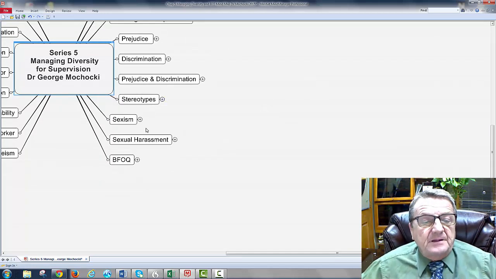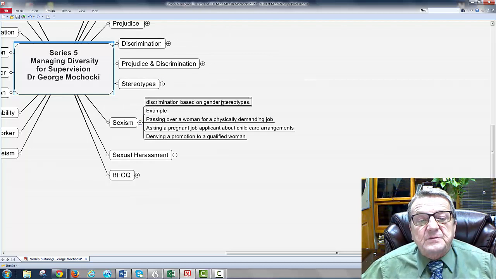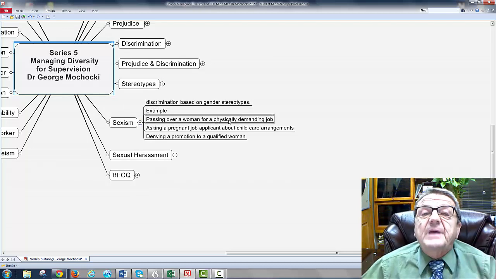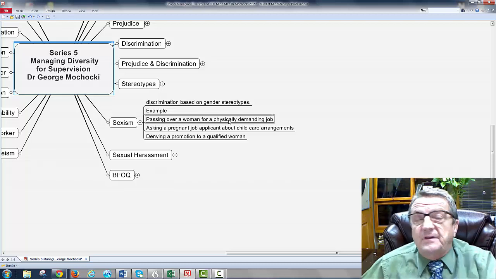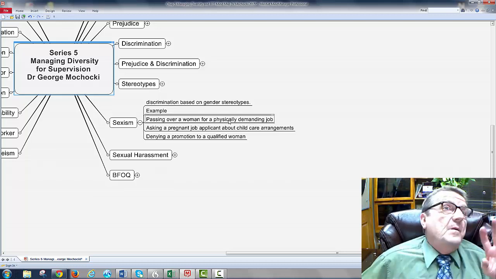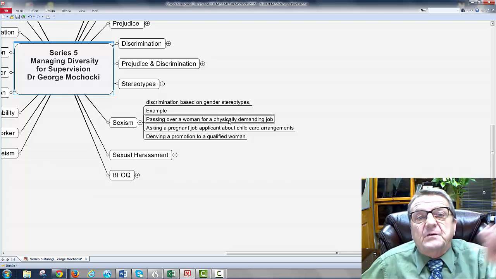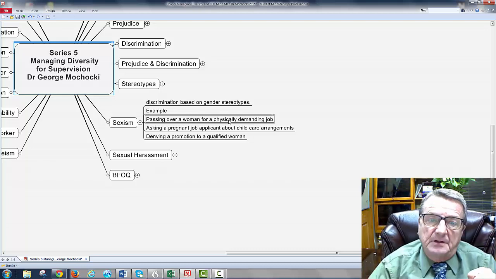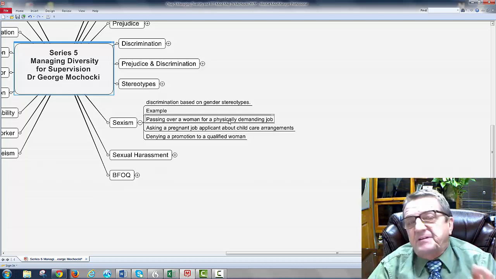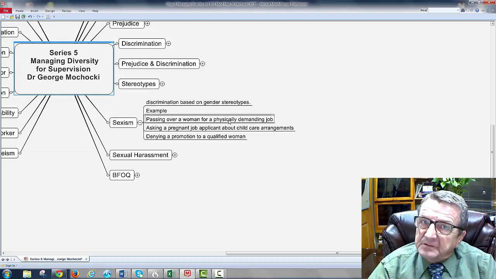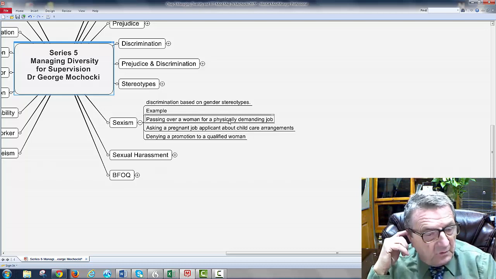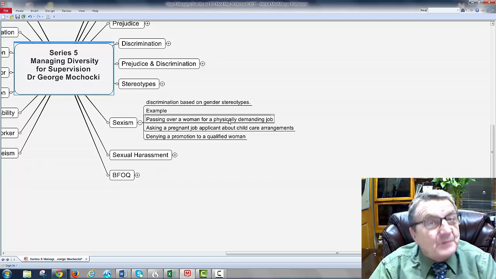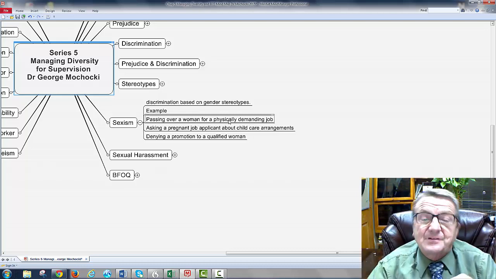Okay. Now, the other thing is sexism, discrimination based on gender or stereotype. Example, passing over a woman for a physically demanding job, or passing over a woman for an overseas assignment because women don't like to go overseas, or because they're going to a Middle East country and they won't be able to deal with people because women may not be at the same stature. If I look at a lot of Middle Eastern countries, if you look at the women, there's a higher percentage of women in higher levels in certain managerial companies than there are in the U.S.